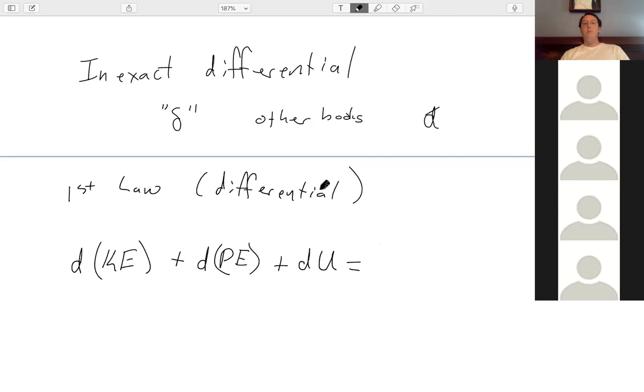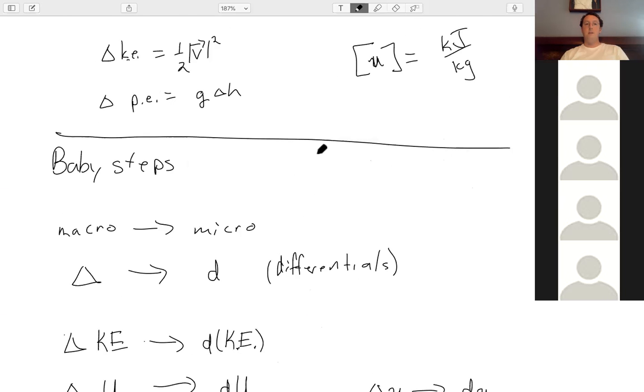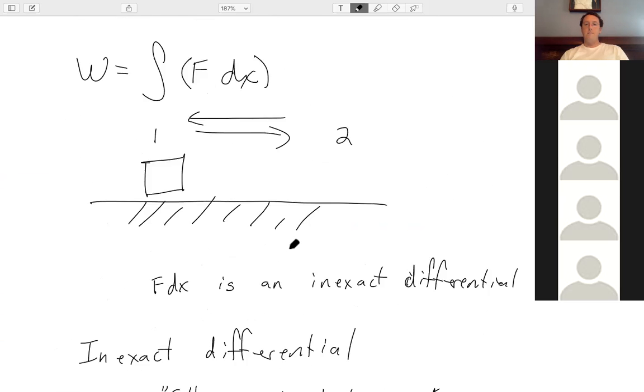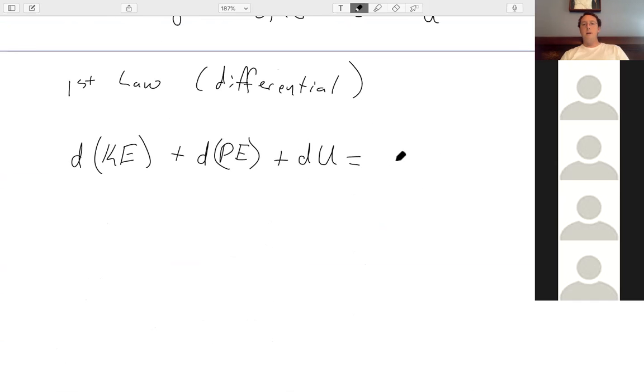And on the right-hand side, we put all of the interaction stuff, the Q and W stuff. So that's going to be delta Q minus delta W. The way you read this is you say the differential change in the kinetic energy plus the differential change in the potential energy plus the differential change in internal energy, all of these of the system, equal a differential amount of heat minus a differential amount of work.